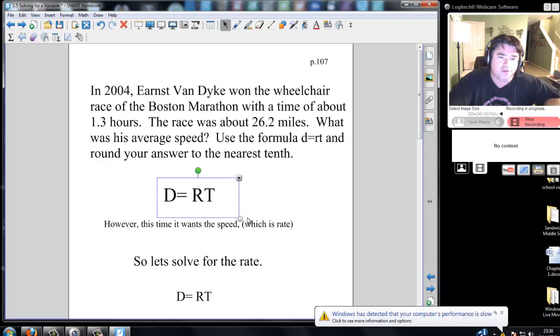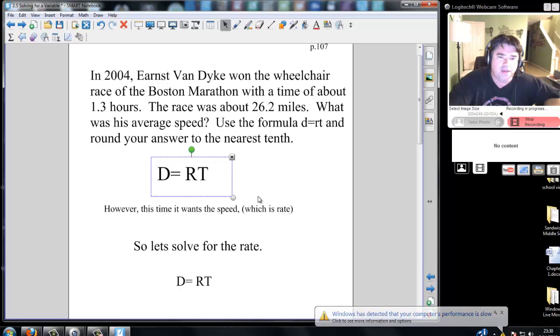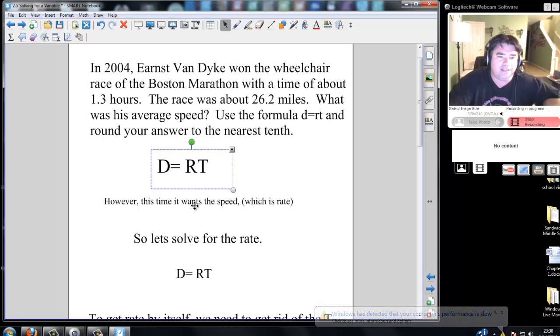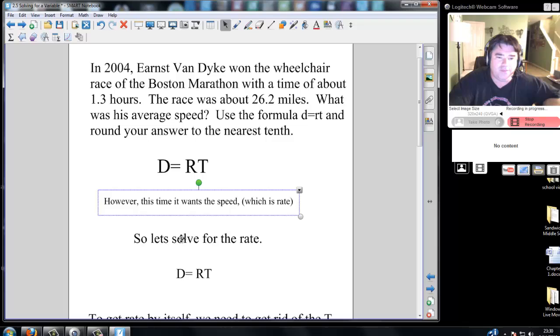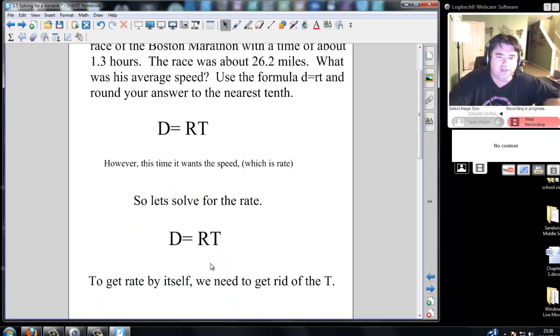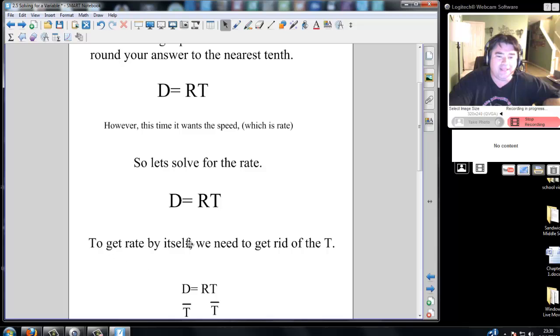Again, D equals RT, no surprise there. But this time it wants the speed, which is the rate. Let's solve for the rate. D equals RT, but in this case, I want to get rate by itself. So we need to get rid of the T. To get R, I have to undo the times T. If you remember in class, the opposite of times is divide.